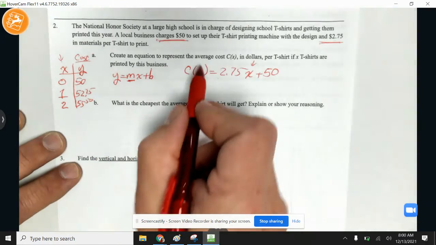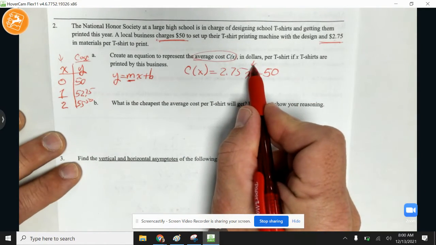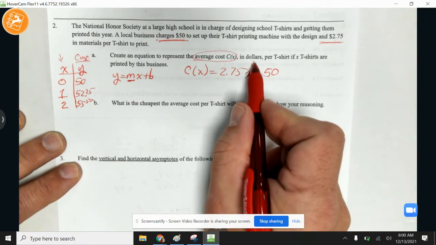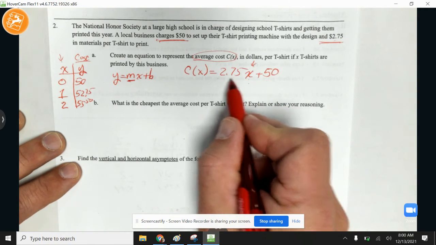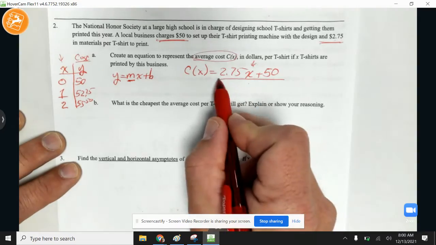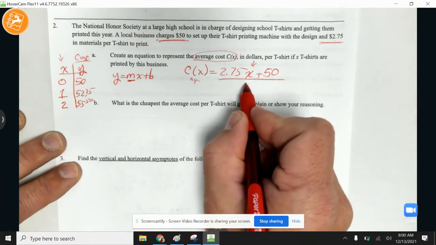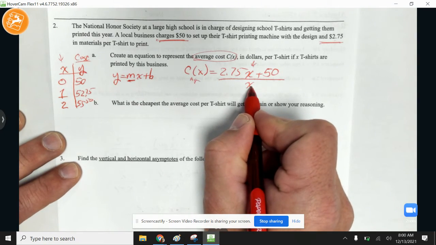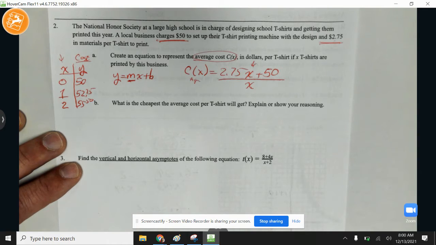Now it says they want to have the average cost here. So if I have 1 shirt, I'm going to divide it by 1. If I have 2 shirts, I'm going to divide it by 2. If I have 3 shirts, I'm going to divide it by 3. So I'm going to have an equation when I'm trying to find the average here of this x over this x. Okay? And they want to know what the cheapest average cost per t-shirt will be.